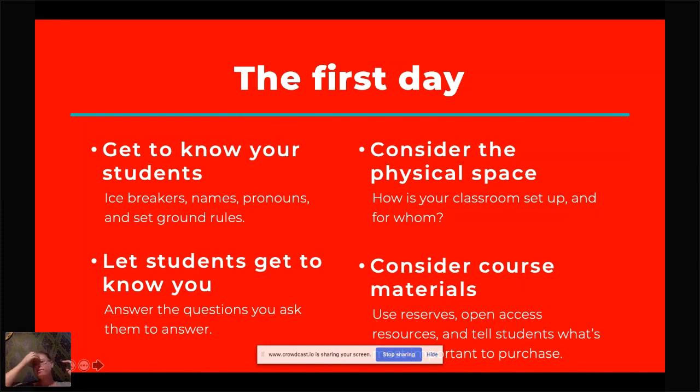Next, consider the physical space of your classroom. How's it set up and for whom? Is there enough room for a student's wheelchair? Are there enough left-handed desks in the room? Are we sitting in a circle or in rows? And is there space at the front of the classroom for people who need it? Just trying to be mindful of the physical setup is really important.